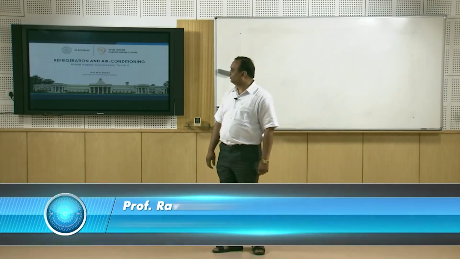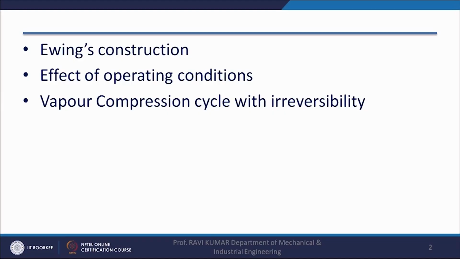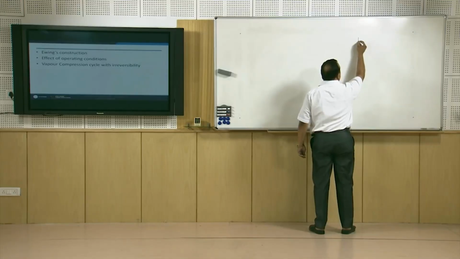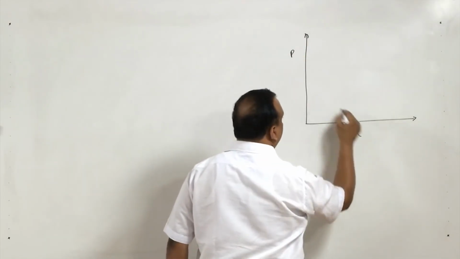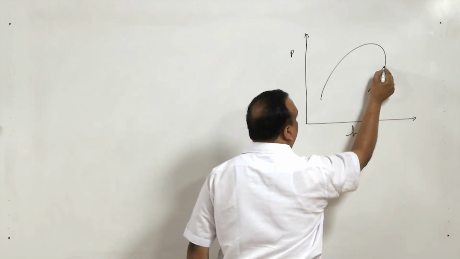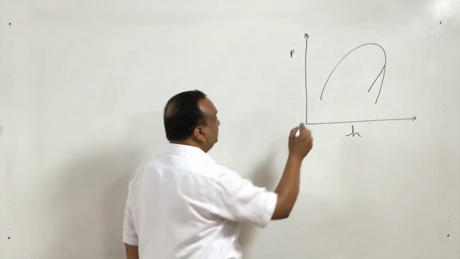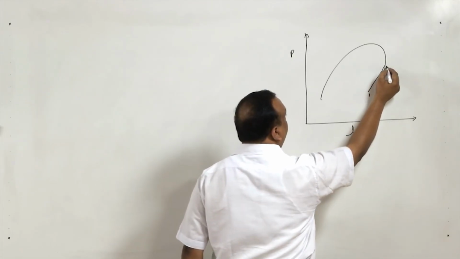Hello, I welcome you all to this course on refrigeration and air conditioning, and today we will discuss the actual vapor compression cycle. We will be covering Ewing's construction, which is very interesting, the effect of operating conditions, and the vapor compression cycle with irreversibilities. Now, in a typical vapor compression cycle, if we draw on a pressure enthalpy diagram, if there is wet compression, it means the vapor is saturated after the compression, and at the inlet of the compressor the vapor is not saturated, it is a wet vapor.